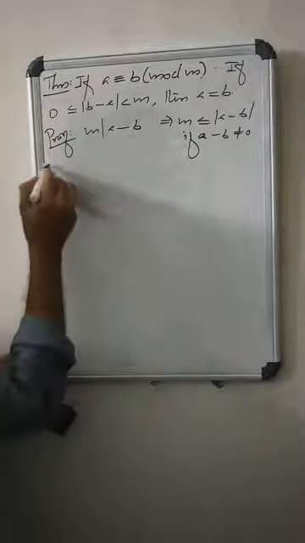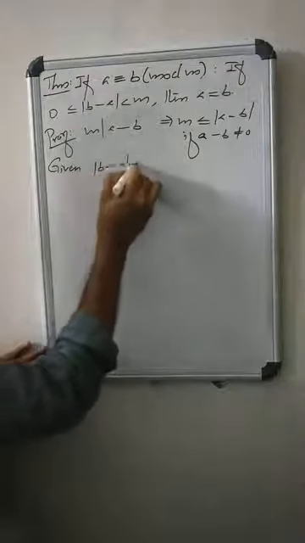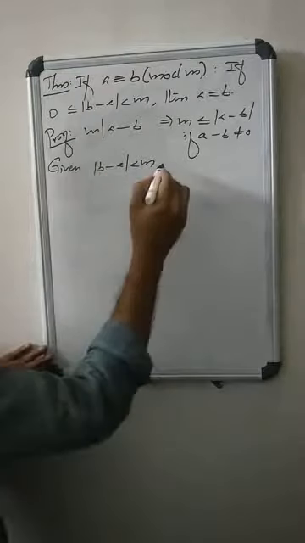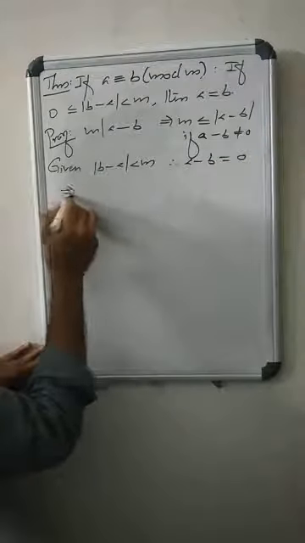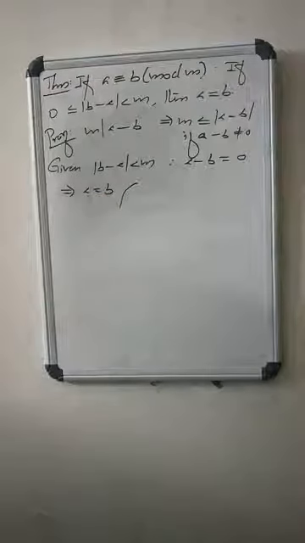But it is given that |B − A| < M. This happens only when A − B = 0. Therefore, A − B = 0, and A − B = 0 means A = B. So that proof is immediate.